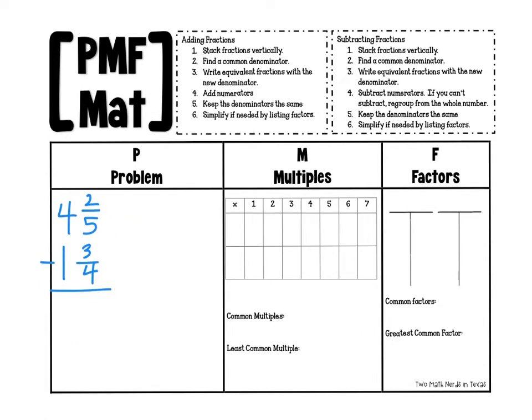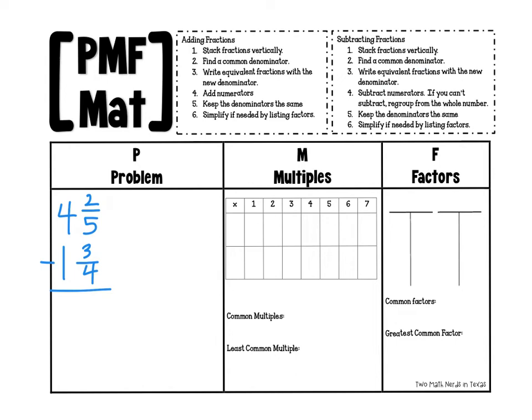Now let's look at subtraction. This one can be a little tricky just because with subtraction we have to think about regrouping. So again, we've got our steps up at the top of the PMF mat, and let's look at those together. So first of all, we want to stack the fractions vertically. So I have 4 2/5 minus 1 3/4.